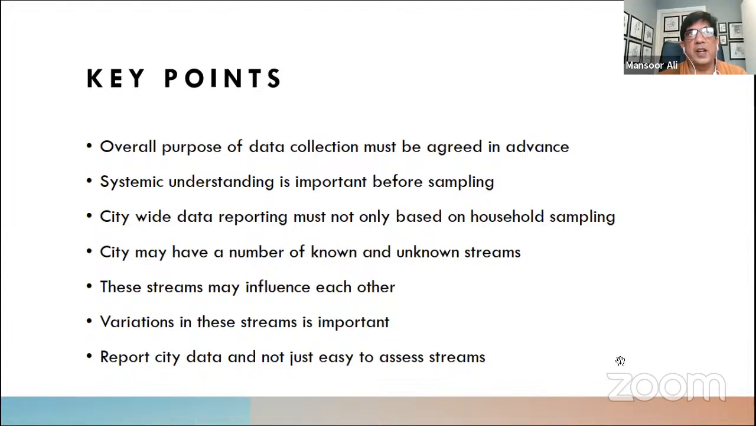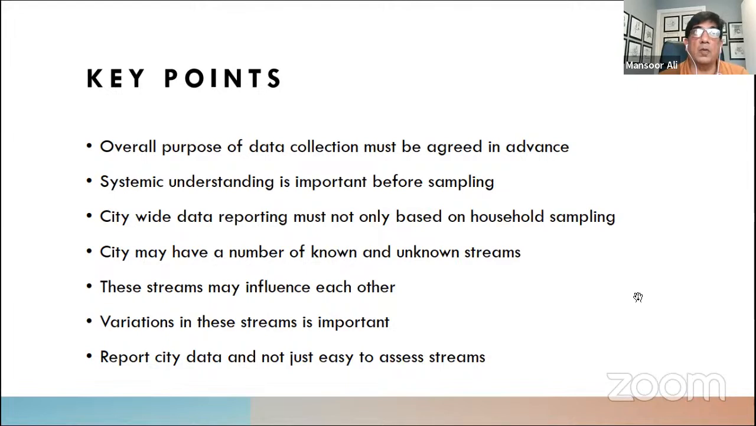Systemic understanding is very, very important. A very key point here is that you should not start your sampling before you understand how the system is operating, because there may be lots of additions, diversions, and mixing of the data. As I said at least a few times now, citywide data reporting must not be based on the household-based stream. Now things are changing. I've seen recently some very good data sets from some cities, but it is a common issue that household-based sampling is always the basis of citywide data, which can go very incorrect. So try to move away from there.